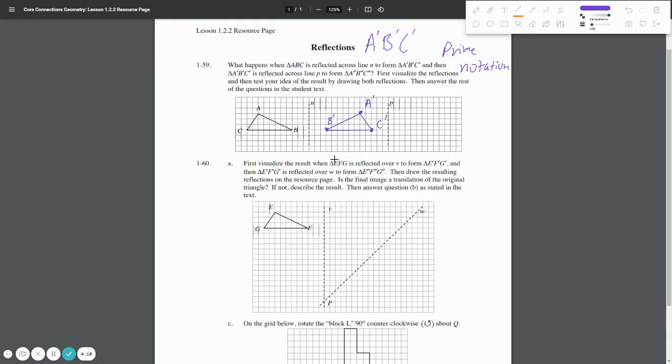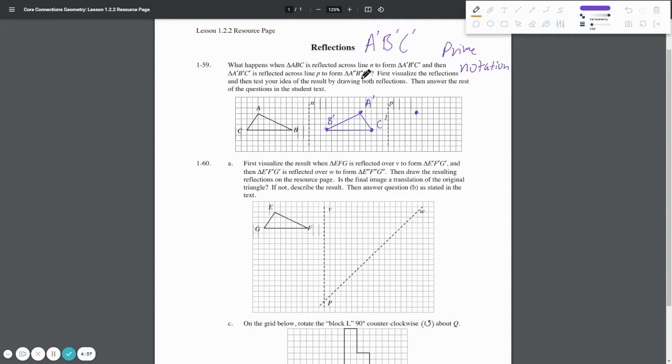But now it's being reflected one more time across this line P. So we're going to do the same process. Point A here is 1, 2, 3, 4, 5 units away. So I'm going to go 1, 2, 3, 4, 5. Put a point here.